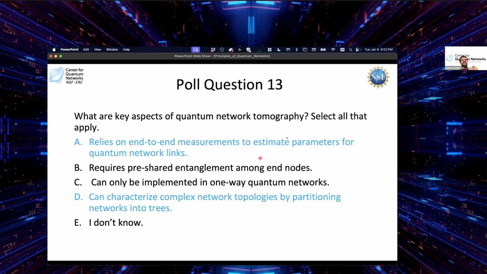I showed you one way that you use pre-shared entanglement among n nodes to do a measurement. But as I said before, it is not required. There is a way that utilizes it, but you can get rid of that by performing the generation circuit twice or many times, depending on the type of entanglement that the measurement needs. And as we saw before, you can implement this in both one-way and two-way.